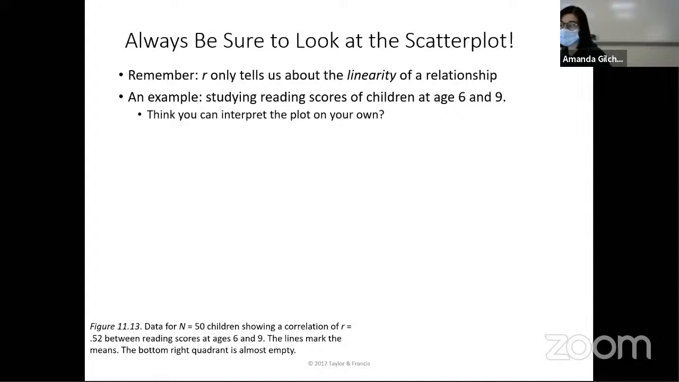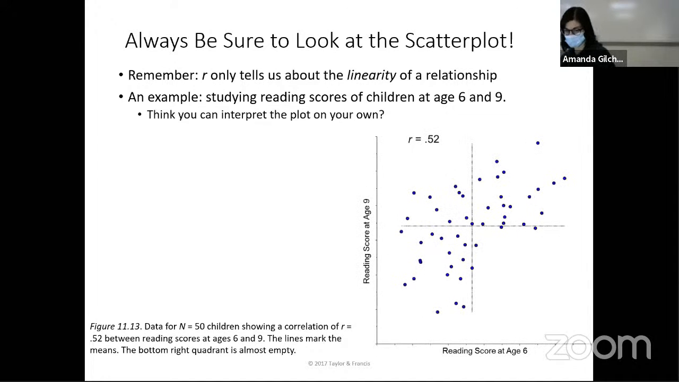So here's kind of an example. Let's take a look at studying reading scores of children at age 6 and age 9. Here's the plot. So what do we think about this plot? So here's the reading score at age 6. And then here's the reading score at age 9. What do we think about this?